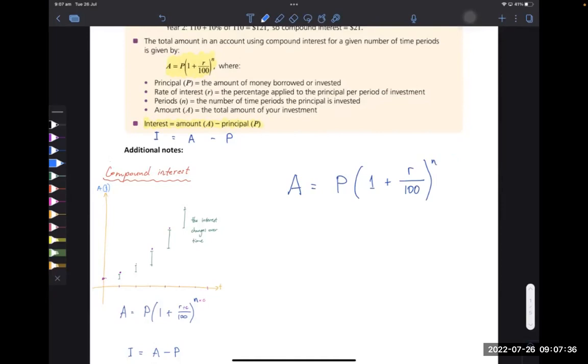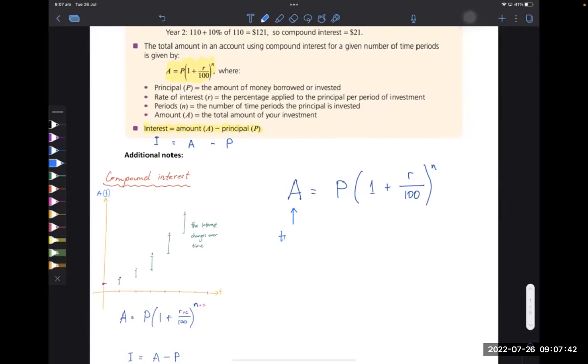The first thing is our A. Draw an arrow to the A, and I want you to label this as the total amount. So if we were to talk about your bank account, this is the number that will show on your balance. All right, this is your balance, your total amount.